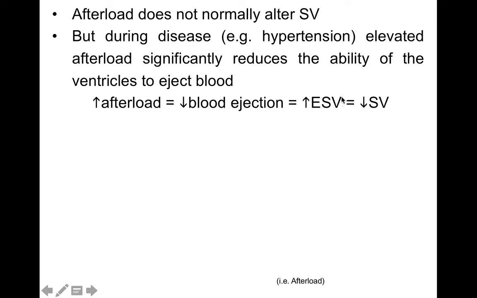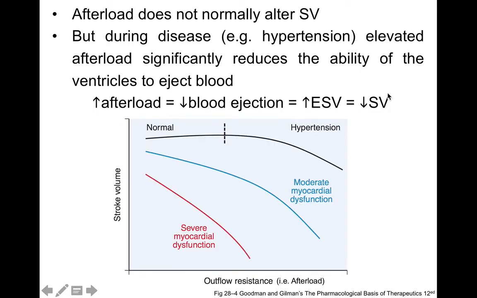Remember, end systolic volume from the last lecture is the amount of blood left in the ventricles after a heartbeat, and this results in a decrease in stroke volume. And you can see here in this figure, under normal conditions, outflow resistance being increased does not alter stroke volume at all. We get a very flat part of the graph up here. But during cases like hypertension, when blood pressure gets up to pathological levels, this is when we start to see a falling off of the stroke volume.